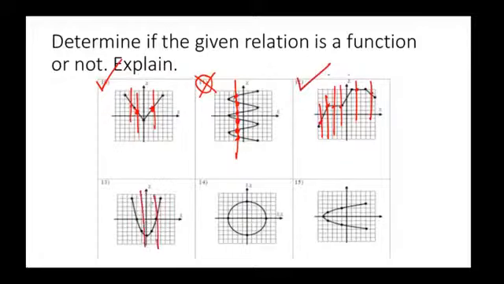Same with this next example. There's only one point of intersection between any vertical line and the graph. So this is a function. Here, this failed the vertical line test. So this is not a function. And here, it also failed the vertical line test. So this is not a function.